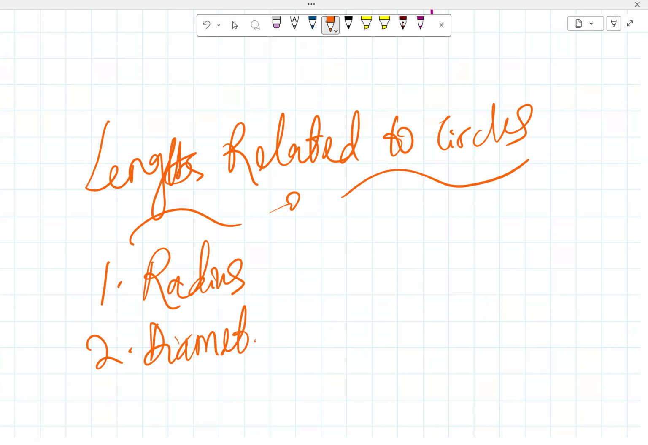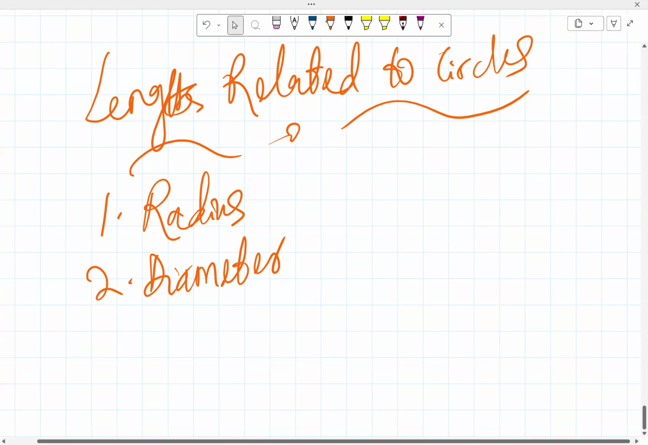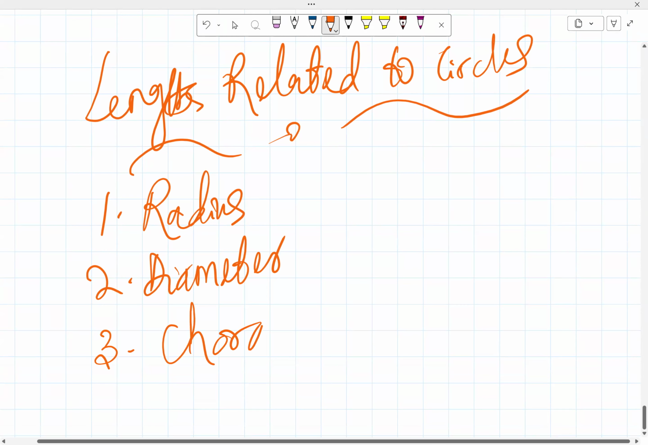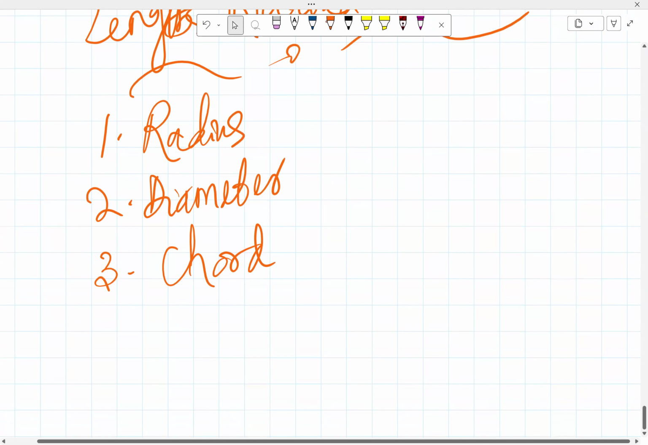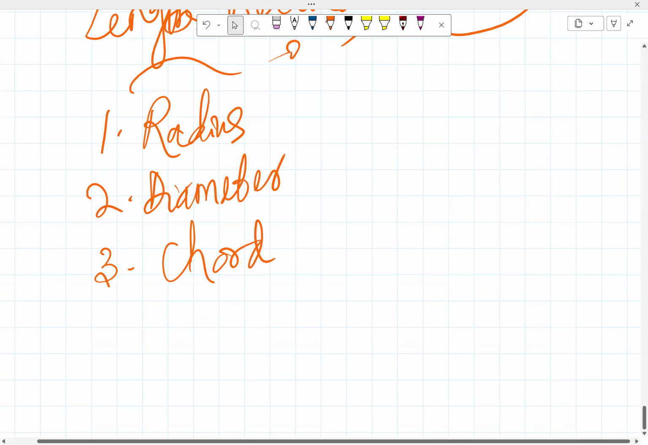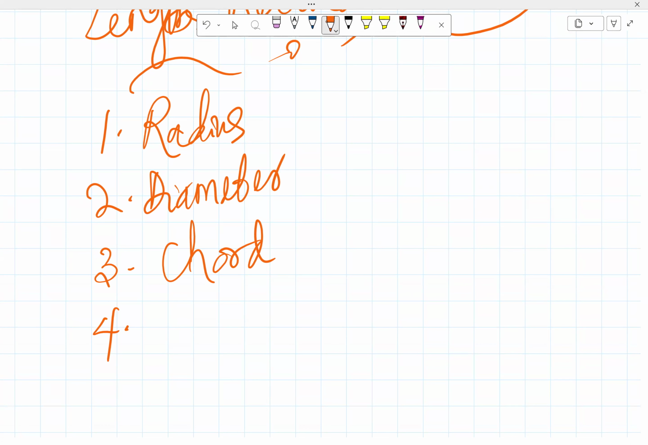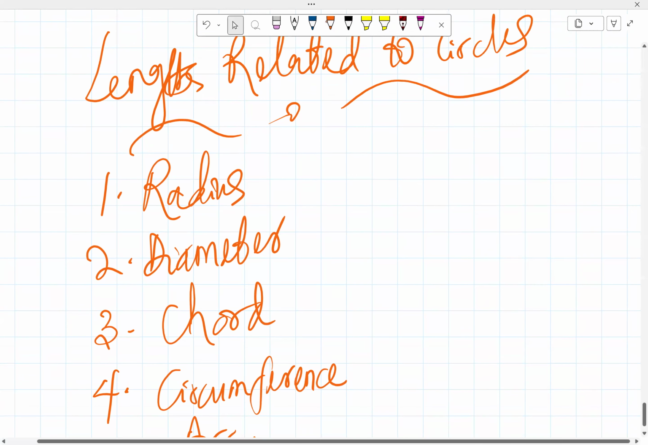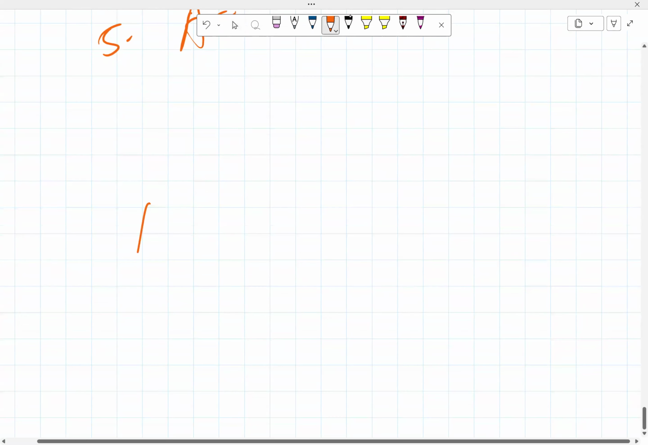Then another length related to a circle is what you can call a chord. I didn't bother talking about the length of the chord because I think we're going to see it somehow. Then number 4, we also have the circumference. It's a kind of length. And from the circumference, we talk about the idea of arc. So now we want to talk about areas.